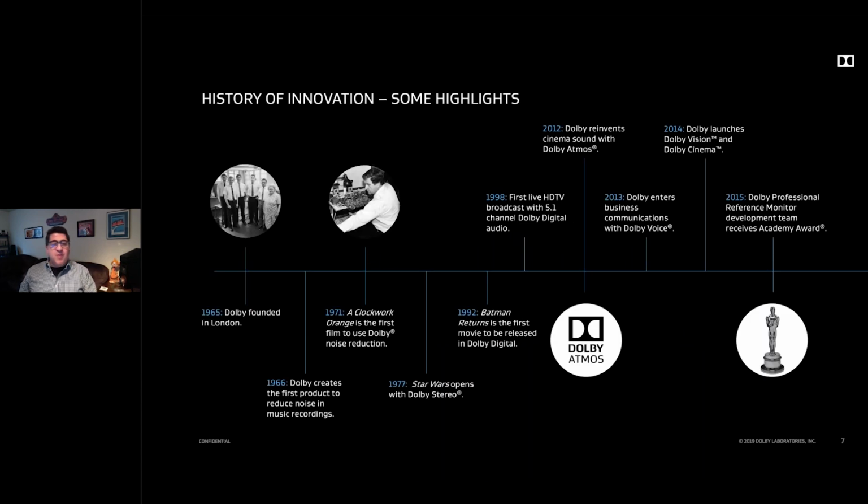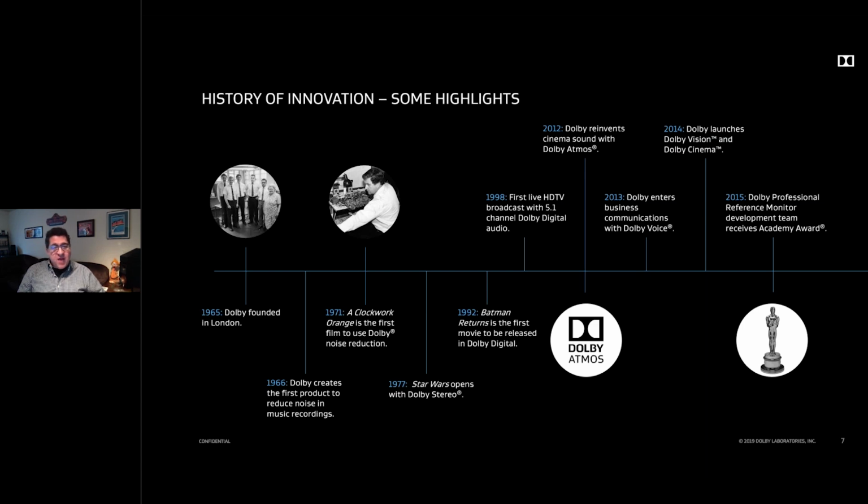So, the history of the company: Ray Dolby started us back in London in 1965. His first goal was just to make music on tape sound better, to get rid of that background analog tape hiss. And so the company started with noise reduction. Then in 1971, with A Clockwork Orange, they decided, you know what, we can apply noise reduction technology to the cinema. And so that's when Dolby noise reduction first got into the cinema.